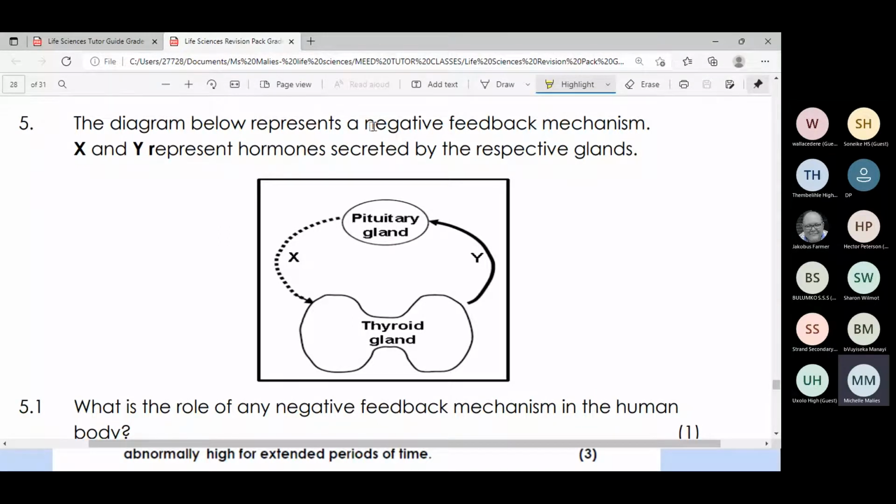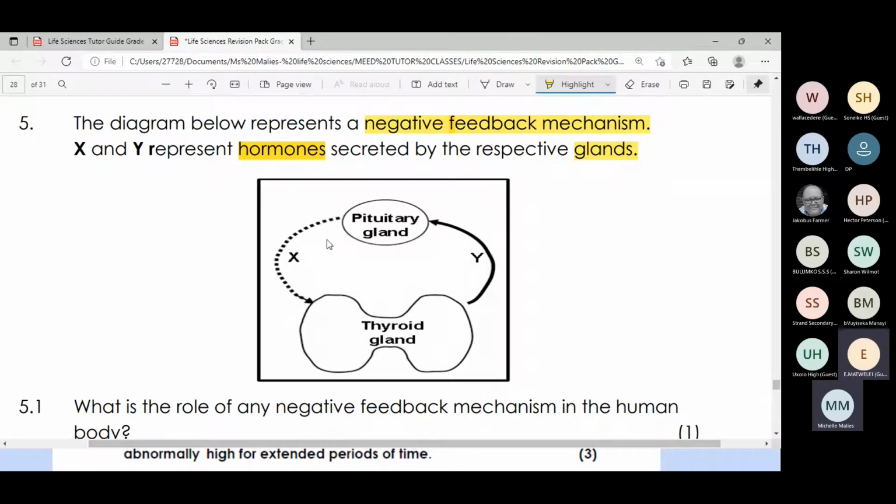Y and X and Y represents hormones secreted by respective glands. Remember what I said earlier when we were busy with our slide, grade 12s, that you need to know which hormones, which glands, and their functions. So first thing I want you to do, grade 12s, pencils. We don't go to the questions as yet. We label our diagram. We analyze our diagram.